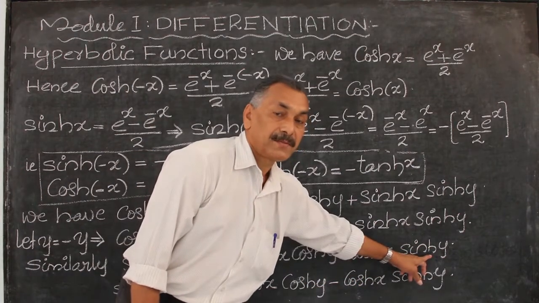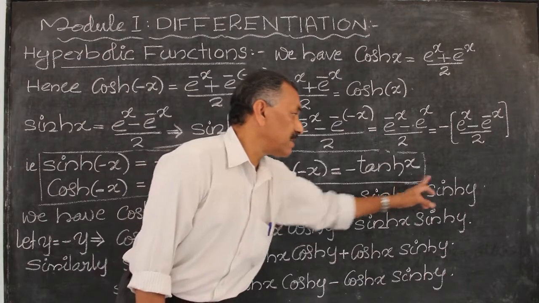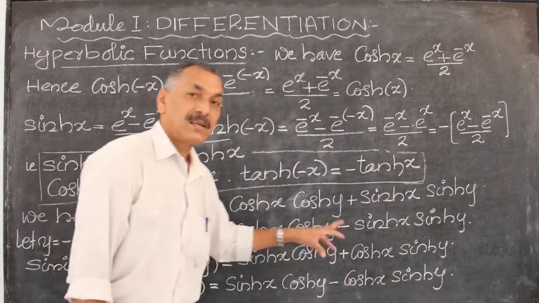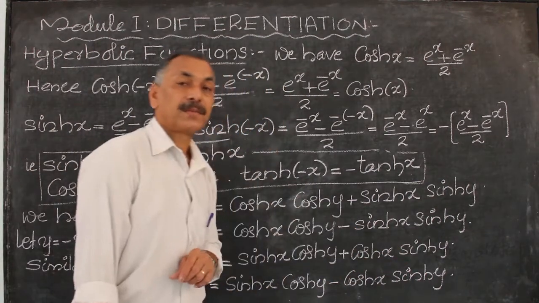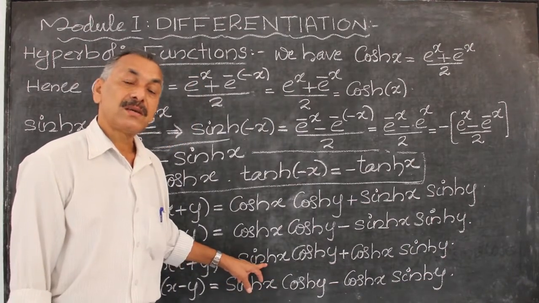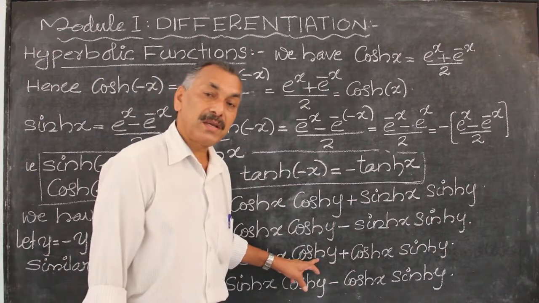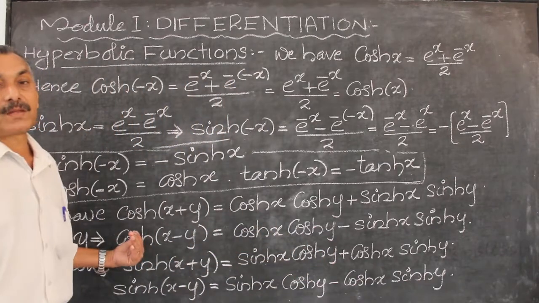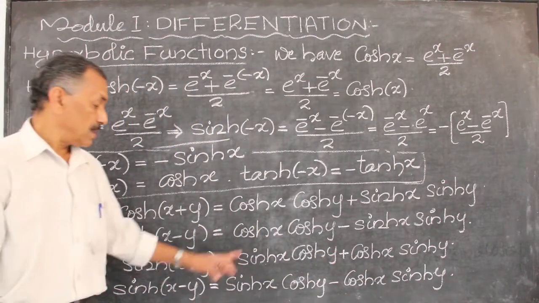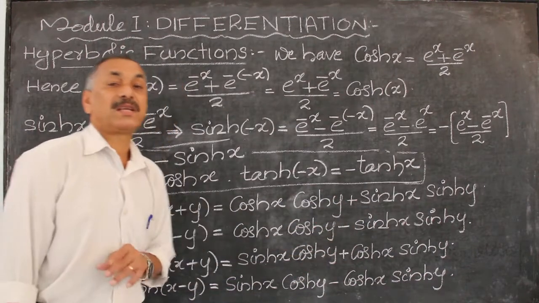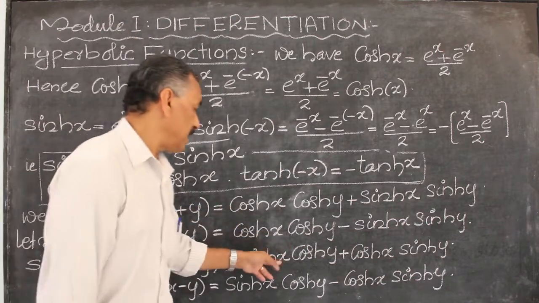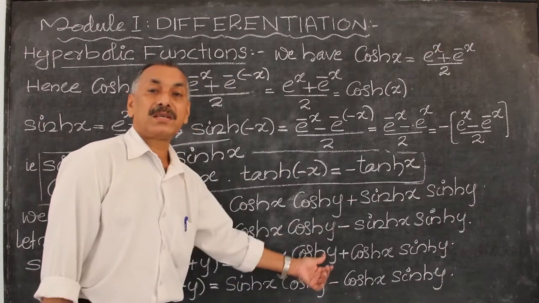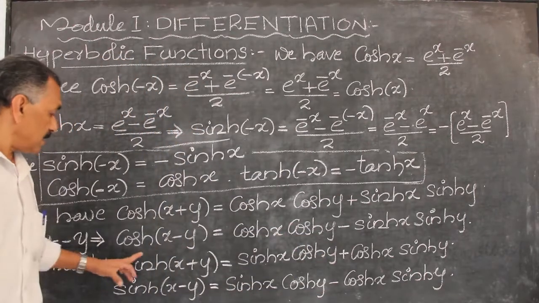Similarly, evaluate sinh x cosh y plus cosh x sinh y. Calculate the value of this expression. Sinh x means e raised to x minus e raised to minus x by 2, and cosh y is e raised to y plus e raised to minus y by 2. Simplifying, sinh of x plus y is equal to sinh x cosh y plus cosh x sinh y. Sin of a plus b is equal to sin a cos b plus cos a sin b. So sinh of x plus y is equal to sinh x cosh y plus cosh x sinh y.